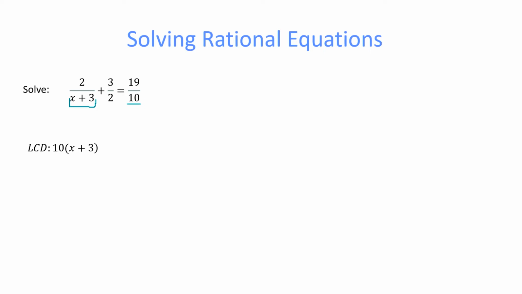So as we said before, now we take the least common denominator and multiply every term in the equation. So here we have it, each term multiplied by 10 times x plus 3. So what will happen now? Some things will cancel. In the first one, for example, x plus 3 will cancel, and we end up with 2 times 10. In the second part, 2 will cancel with 10, and you'll be left with 5 times 3 over here. And on the right side, the 10 will cancel, and we'll be left with 19 times x plus 3.